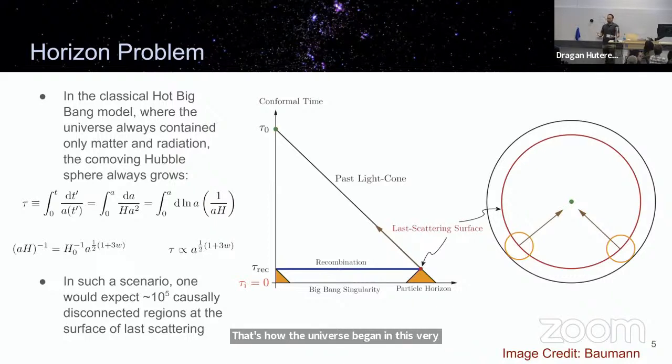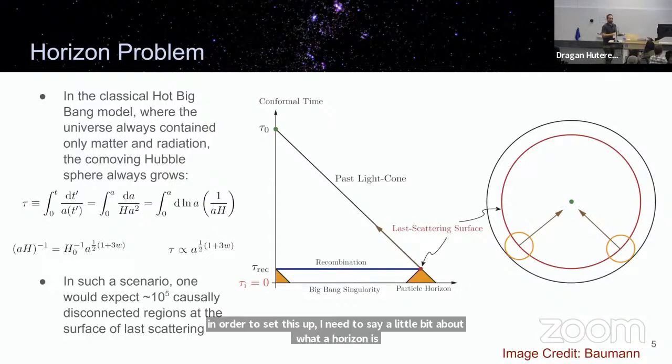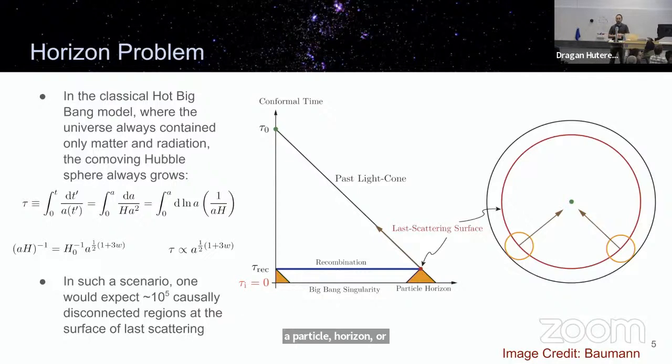And the hot Big Bang basically posits that that's how the universe began, in this very hot, dense thermal state. But that has problems. One of the most serious of those problems is known as the horizon problem. So in order to set this up, I need to say a little bit about what a horizon is. A particle horizon, or a horizon, is the greatest distance over which any particular event could have had an influence, either in the past or in the future.